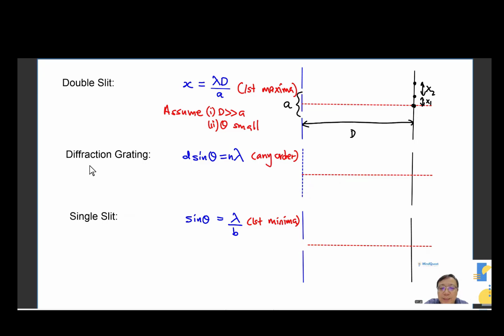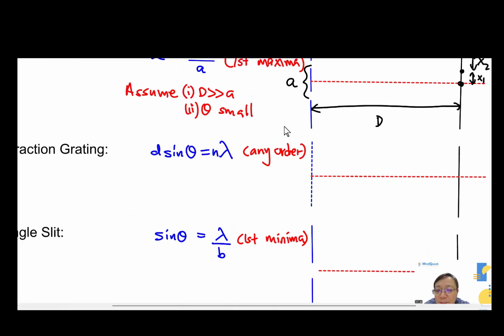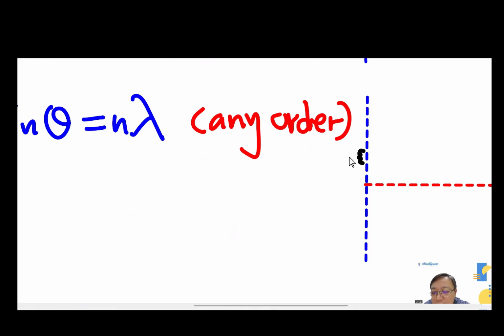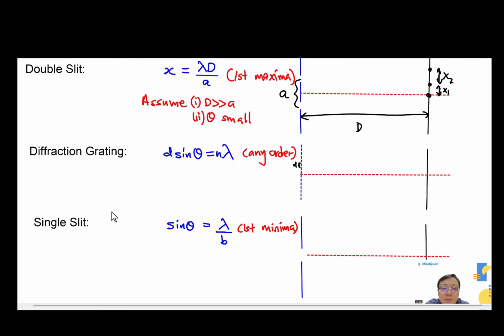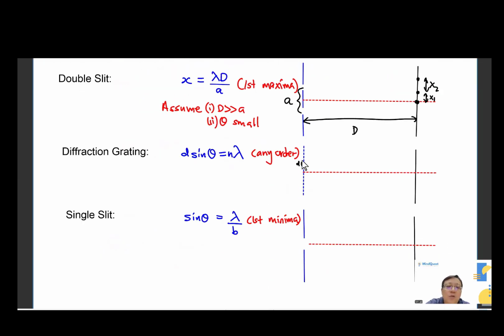Now, what about diffraction grating? Diffraction grating, we have many slits, many openings. Let me zoom in. What is small d? Small d is this distance. This distance is called small d. It's the same, called slit separation as well. But it's much harder to measure, right?